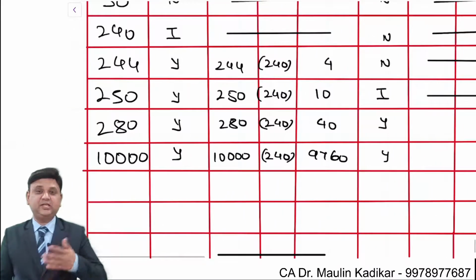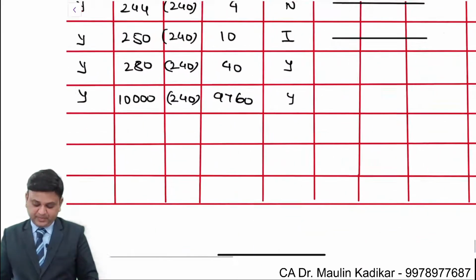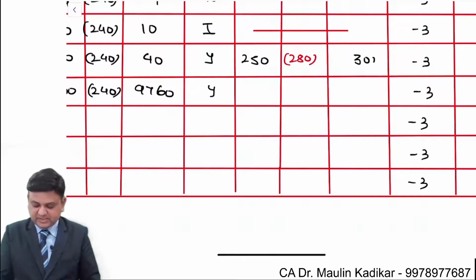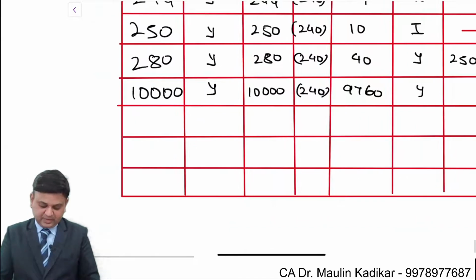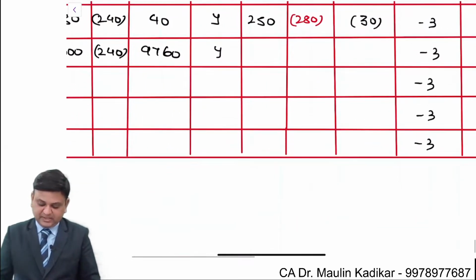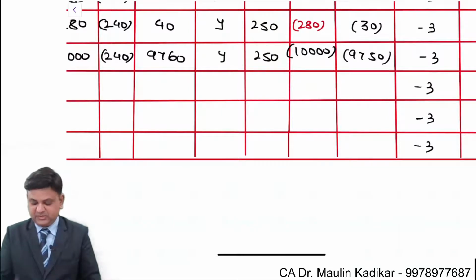When the price is exceeding 250, he will exercise. So he will come to my residence to buy the security at 250. So I will go in the market to buy the security at 280 to be sold at 250. So it is 30 rupees negative payoff. In this case again he will come to exercise. So I go in the market to buy the security at 10,000 which I will give to him at 250. So there is a negative payoff of 9750.